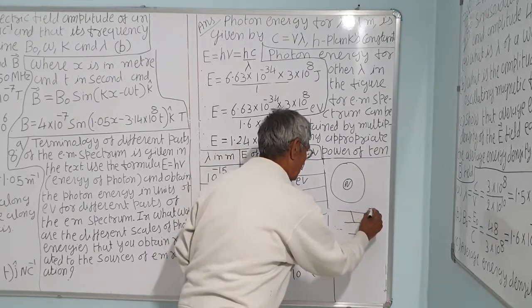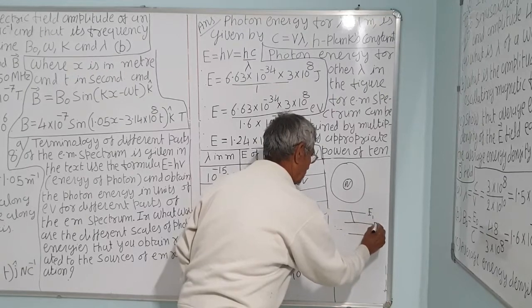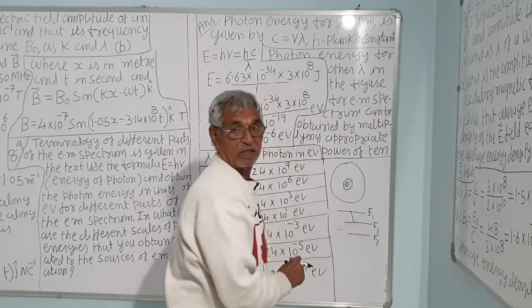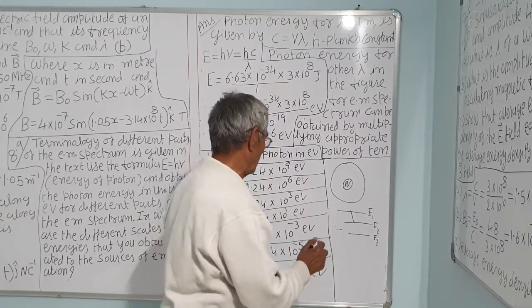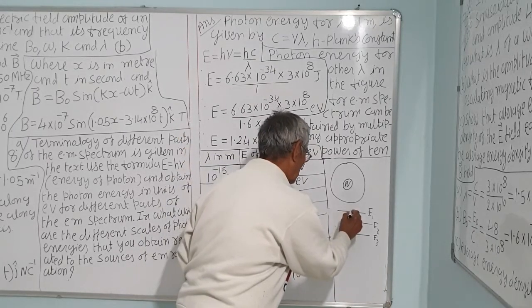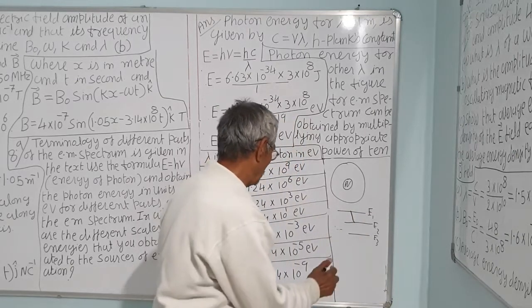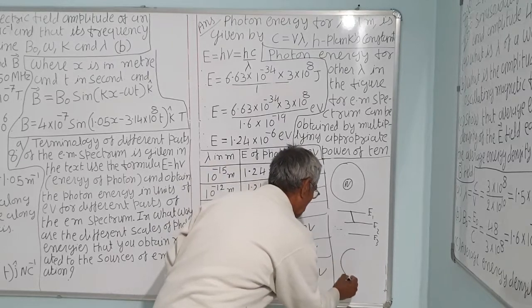This is E1, E2, E3, and these are of very high order, that is, measured in million electron volt. So when a transition takes place from this level to this, gamma rays are emitted with very high energy.